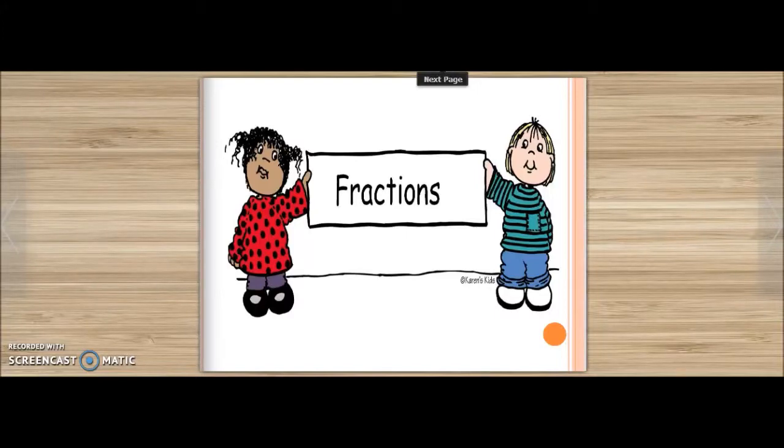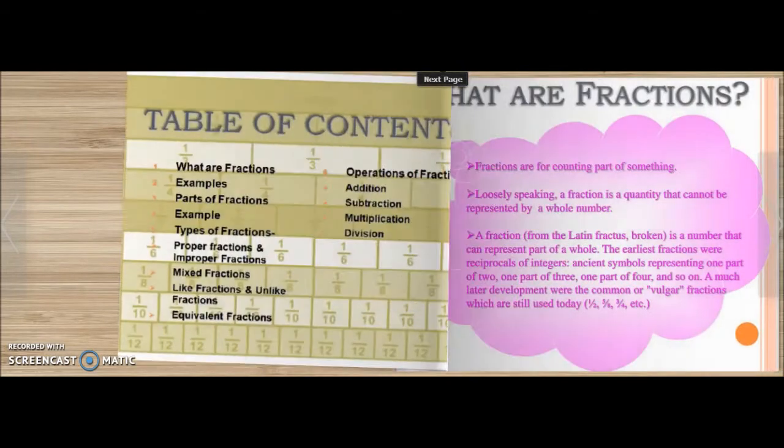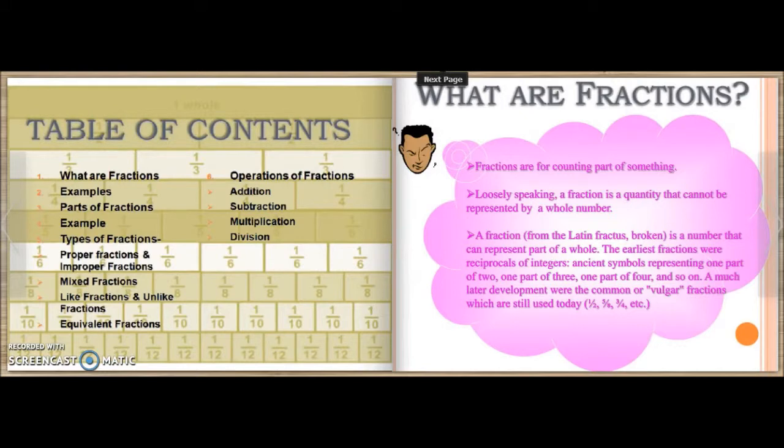Assalamualaikum. In this video, you will be able to learn about fractions. You will be able to understand and learn what fractions are, parts of fractions, types of fractions, and operations of fractions.